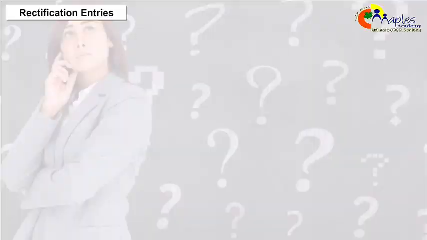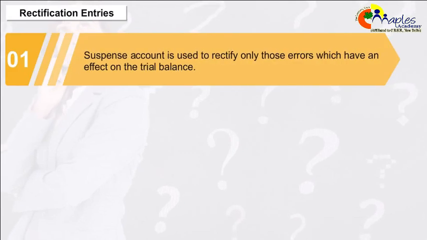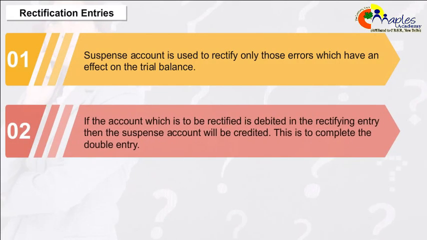These are: 1. Suspense account is used to rectify only those errors which have an effect on the trial balance. 2. If the account which is to be rectified is debited in the rectifying entry, then the suspense account will be credited. This is to complete the double entry.